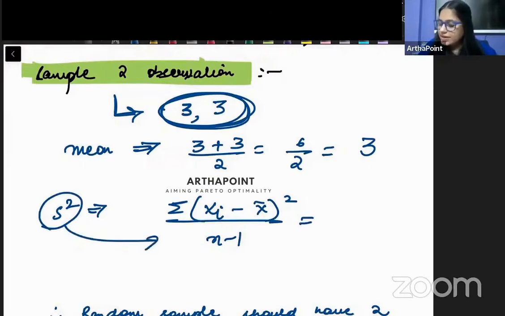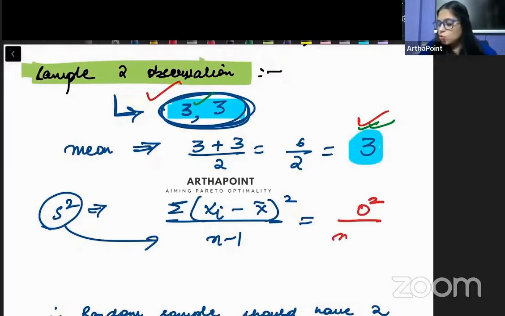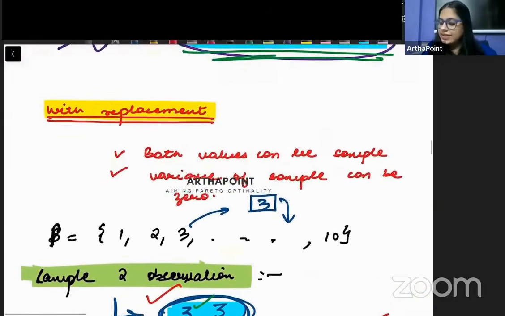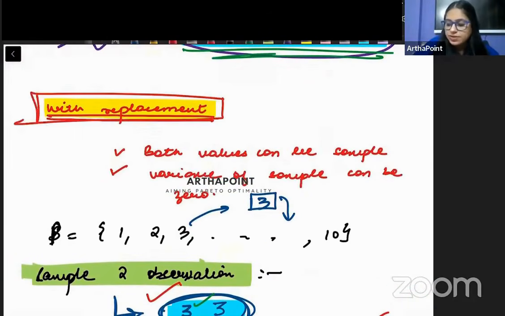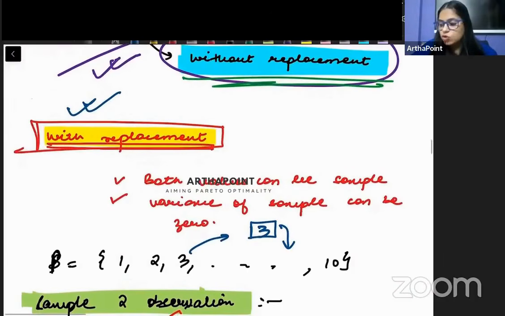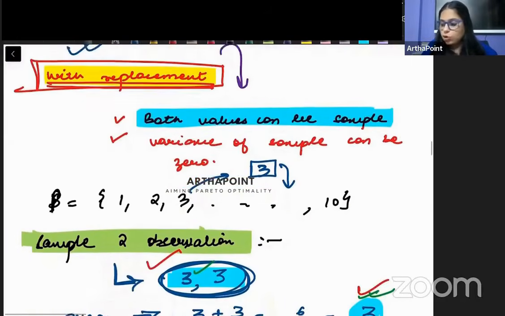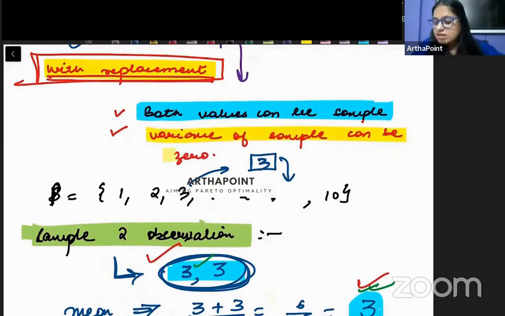So you can go ahead and clearly see that xi and x bar are the same only. And if xi and x bar are the same, then their deviation would be 0. So this would actually be 0 squared divided by n minus 1, that means 0. So what you understand from here is that in case the sample is with replacement, there is a chance that you will see both the values to be the same. And if both values are the same, then the variance of the sample will turn out to be 0. Am I clear with that part?